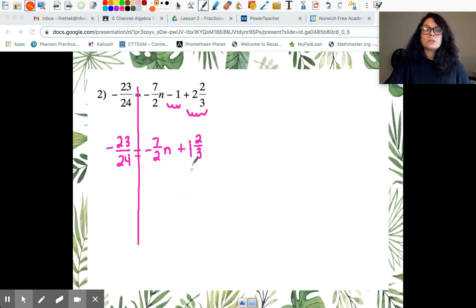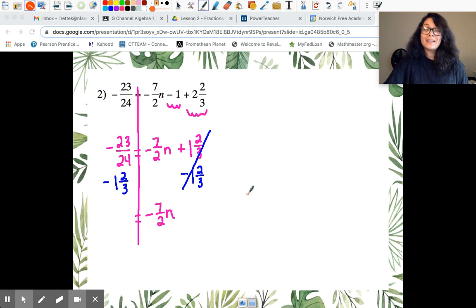My solving step says that I need to undo this constant, the number not touching the variable, before I can take care of what is. To undo it, I do the opposite sign. I see a +1 2/3. I'm going to subtract 1 2/3. These are going to cancel on the right, leaving me with a -7/2 times n.